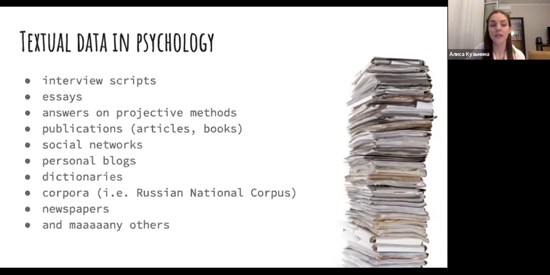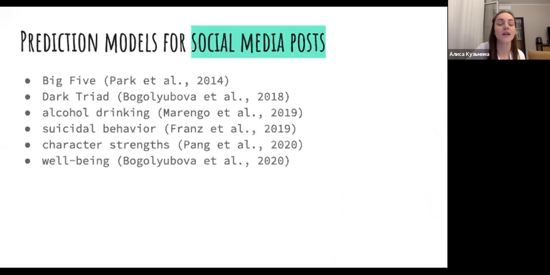So let's jump into illustrations of how texts can be used in psychological research. First is social media posts. Posts in social media are really popular in modern psychological research, and most such studies are aimed at creating a prediction model. For example, now it is possible to predict on Facebook, personal blogs, Twitter, and so on, the Big Five and dark triad traits, alcohol drinking, suicidal behavior, character strengths, well-being, and many others.